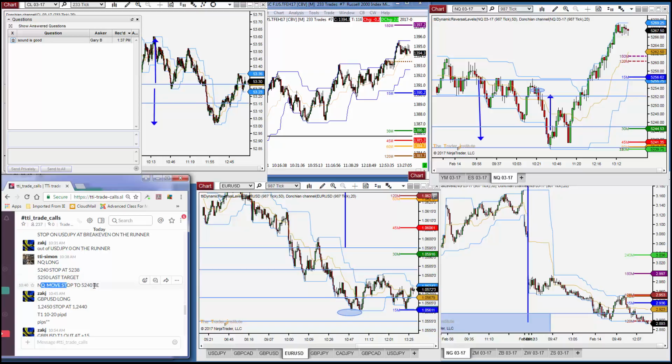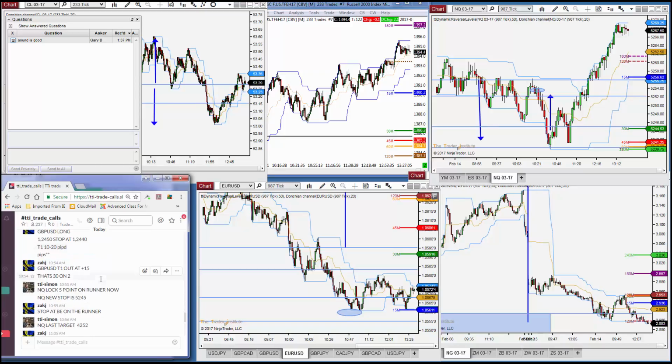I moved my stop loss to break even after the first target, right? And then I also moved my last target. I said 52.52. Oh, sorry, 42.52. But in the process, I moved my stop loss to lock in profits, 5 points on the runner. It took me out 5 points on the runner, so I made 44 ticks on this trade. But then look what happened.